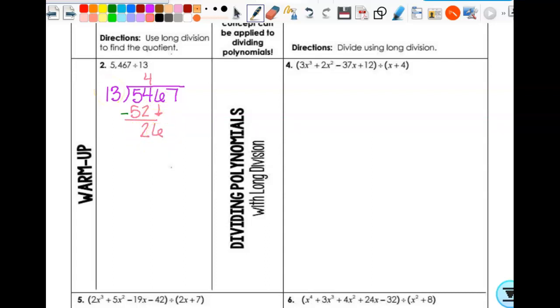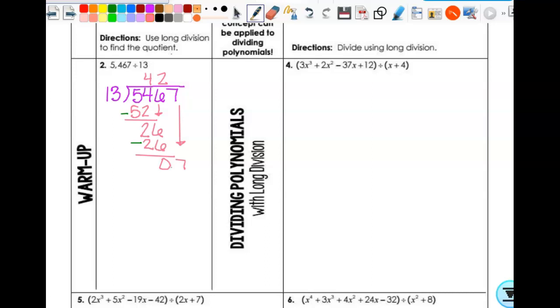13 goes into 26 how many times? 2. So 2 times 13 is 26. And then I subtract, which is the same thing as just changing the sign on that number, right? And then this leaves me with 0. And I bring down my 7. So 13 doesn't go into 7, right? So I'm done with the remainder. So is my answer 42 with some sort of remainder?